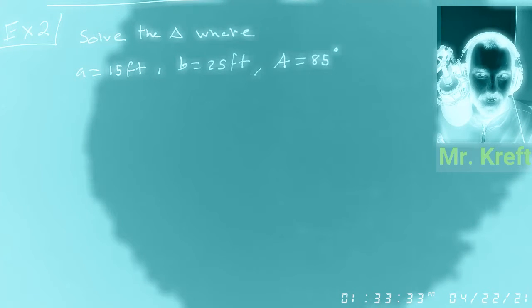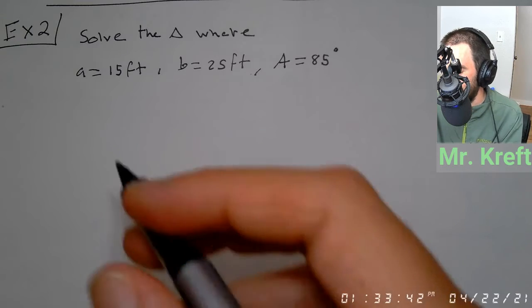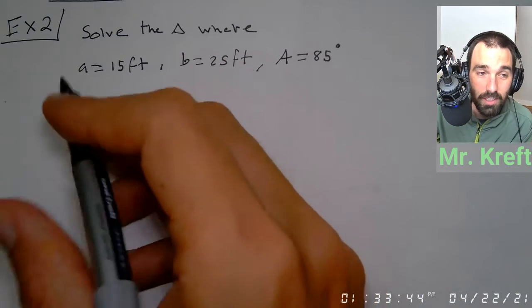No, we have angles. We have angle A. Ooh, what's missing? We don't have a triangle drawing. There we go. All right. Okay, so let's draw a triangle.